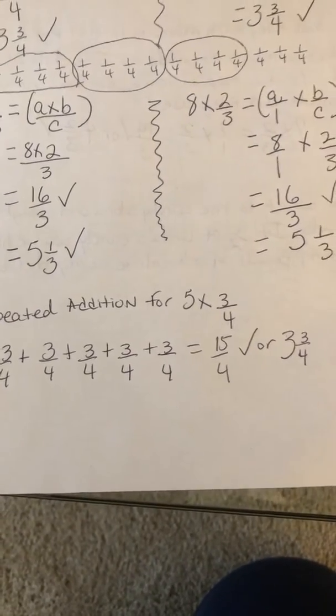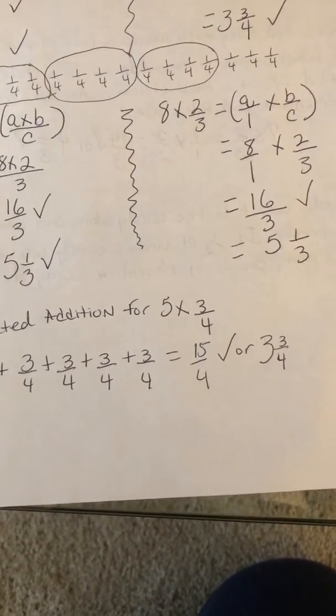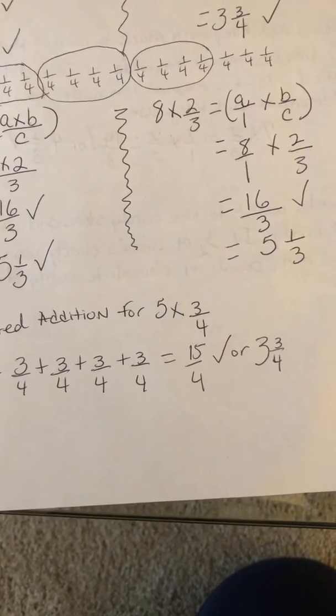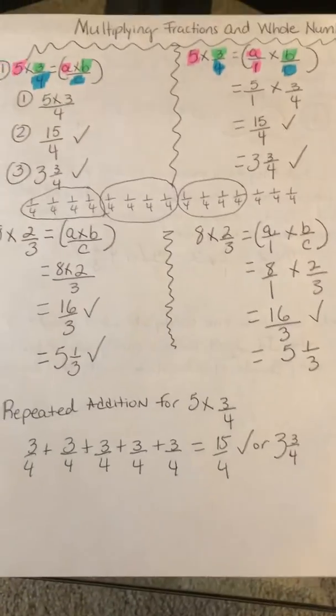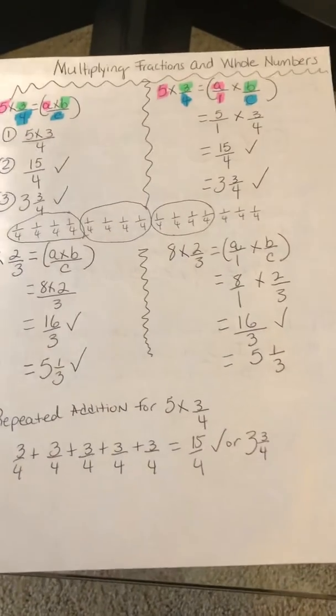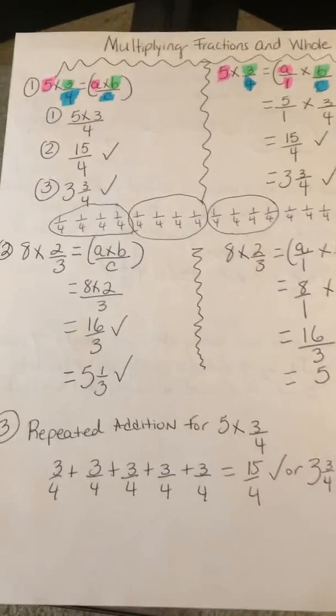Again, we don't change the number of parts in each whole, so my denominator is 4. Check mark for that, and then I'm going to change it to a mixed number, okay? 3 3/4. Okay? So hopefully you're taking some good notes. Remember, you can pause this video whenever you feel it's necessary to do it. Okay, I'm going to turn it over to the back.